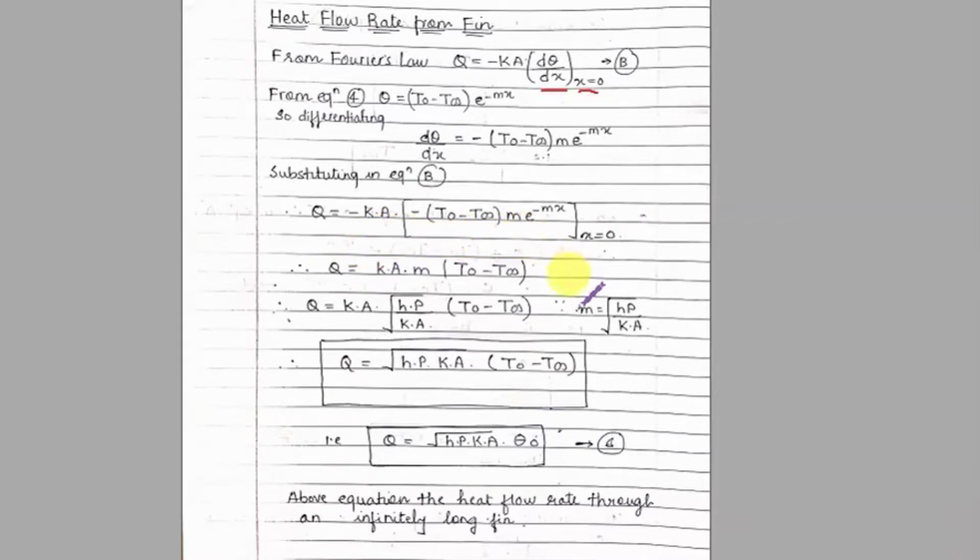Now all of you know what is m. We have found out this other constant: m is equal to under root hP upon Ka. So I will substitute the value of m here. So Ka under root hP upon Ka multiplied by T0 minus T infinity. After necessary mathematical arrangement, I get Q equal to under root hPKa multiplied by T0 minus T infinity. So this is the equation through which you can calculate the heat flow rate.